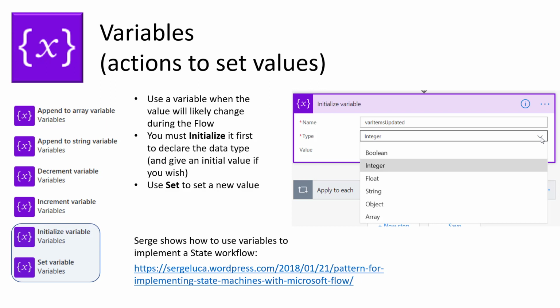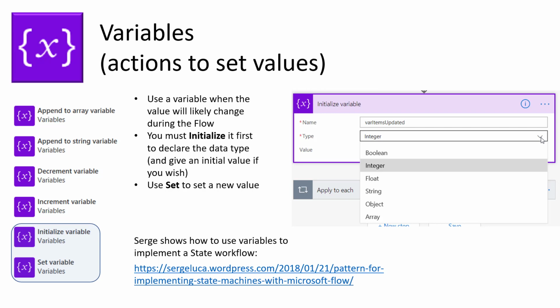You see you've got choices like Boolean, integer, string, array. Your variable can be any of those things, and you can set an initial value for it if you care to also. And then you would use set variable to set a new value. So somewhere else in the flow, probably after some other action has taken place, you could set this variable to some dynamic value that came from some other action.